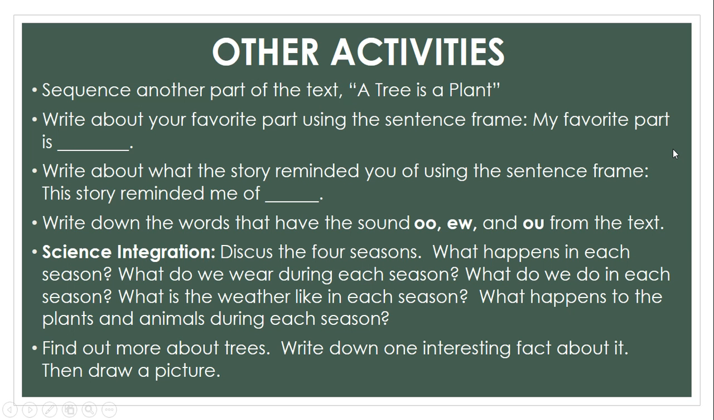Here are some other activities. You can sequence another part of the story, A Tree is a Plant. You can write about your favorite part using the sentence frame, my favorite part is. You can write about what the story reminded you of using the sentence frame, this story reminded me of. You can write down the words that have the sound oo from the text with the spelling.